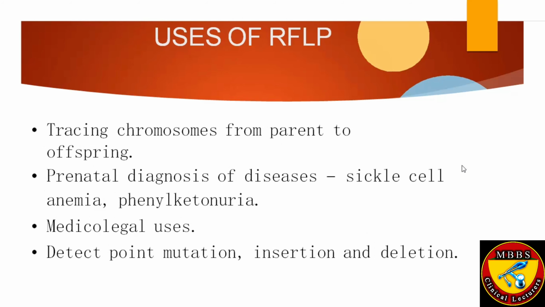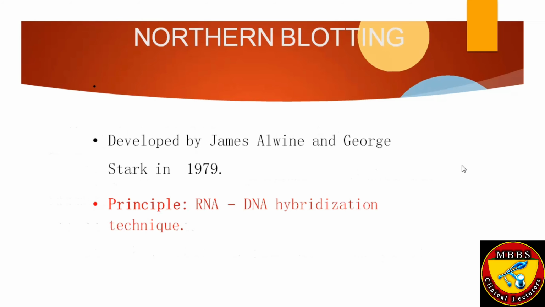Uses of restriction fragment length polymorphism include tracing chromosomes from parent to offspring, prenatal diagnosis of diseases like sickle cell anemia and phenylketonuria, medicolegal purposes, and detecting point mutations, insertions, and deletions. Next, the Northern blot technique. The principle here is RNA and DNA hybridization.